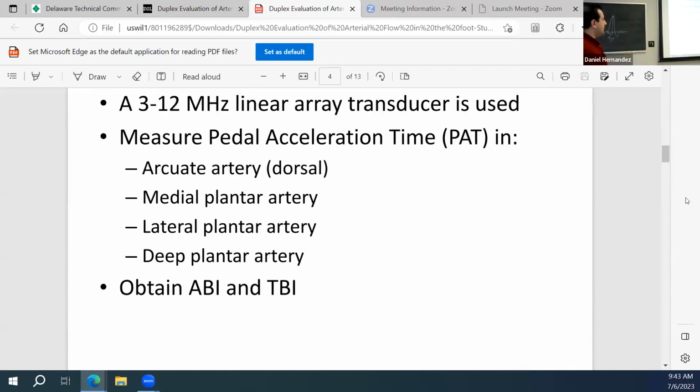Typically with this exam, we also obtain ankle brachial indexes as well as toe brachial indexes. So using our PVR SLP machine, we place those ankle cuffs, get an ABI. We use our little toe cuffs and our PPG sensors to calculate a toe brachial index. So we are actually getting those toe pressures.